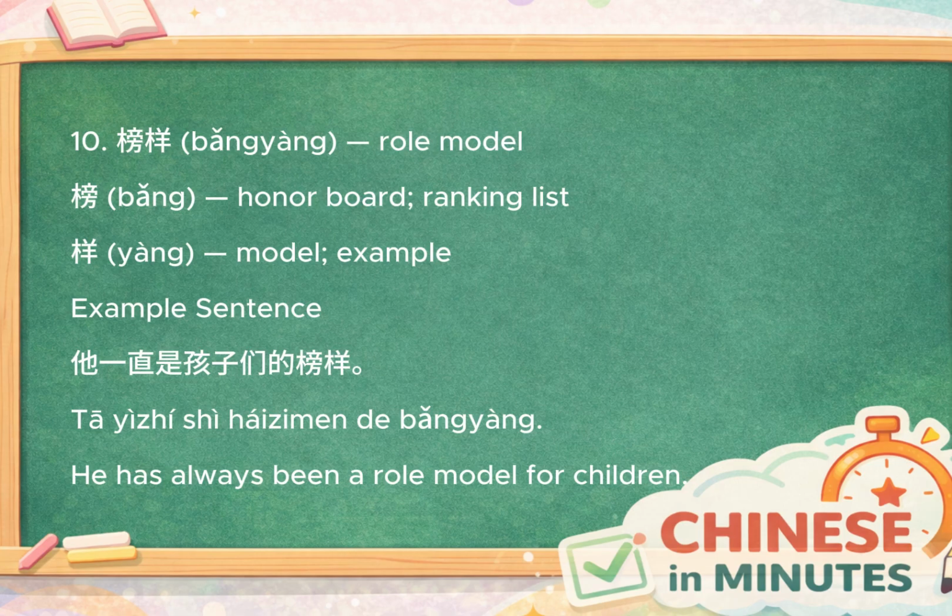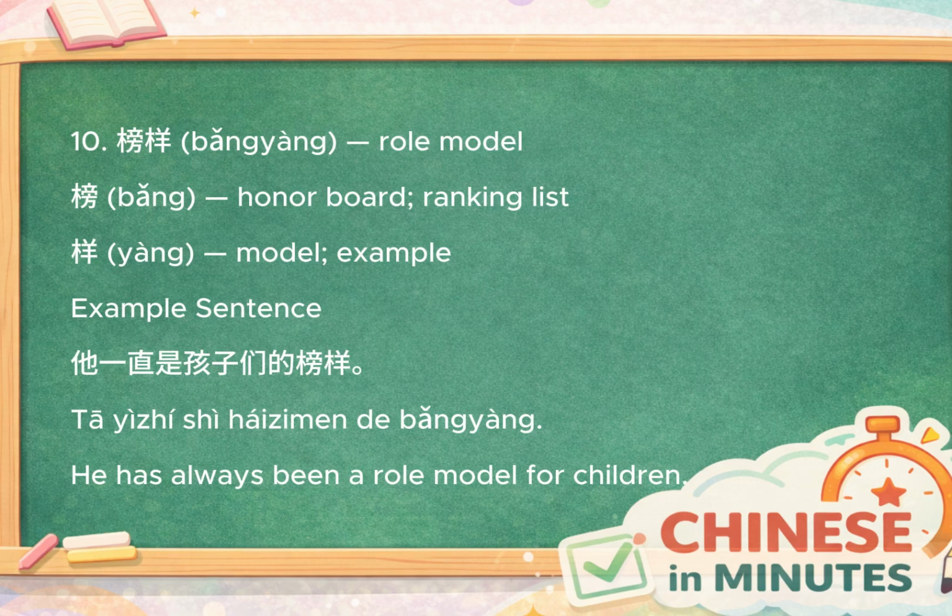Finally, we have 榜样, meaning role model. 榜 originally refers to an honor board or ranking list, while 样 means model or example. Literally, it's an example on the honor board. Over time, the word came to mean someone whose actions and character are worth following.